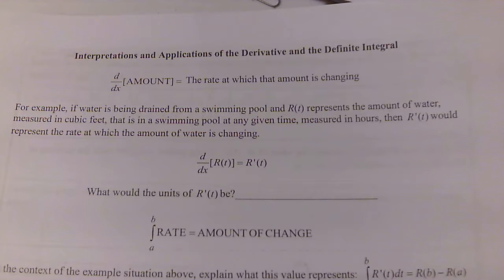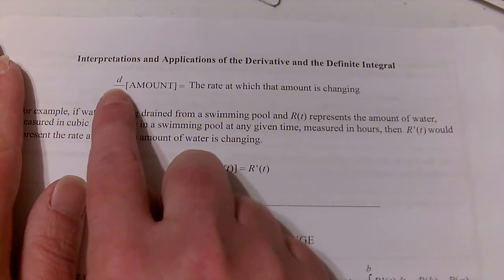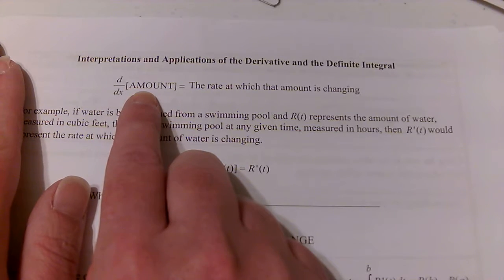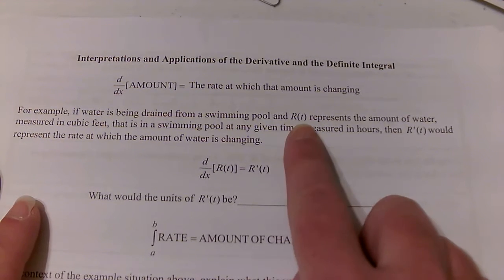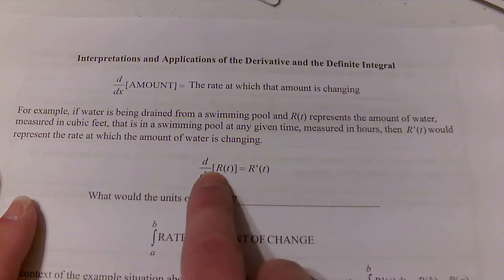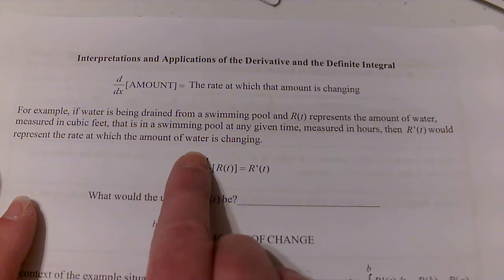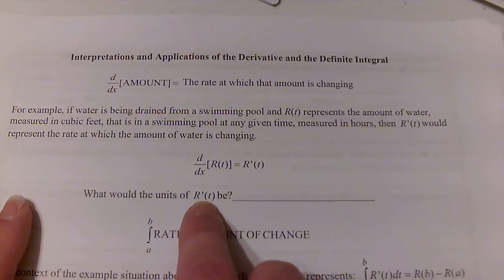Okay, so let's really get into how derivatives and integrals are related. Think about when we had the derivative of an amount. Well, we're finding the rate at which that amount is changing. And here's an example. If water is being drained from a swimming pool and R of t represents the amount of water at any given time, then R prime would represent the rate at which the amount of water is changing. So what would be the units of R prime?